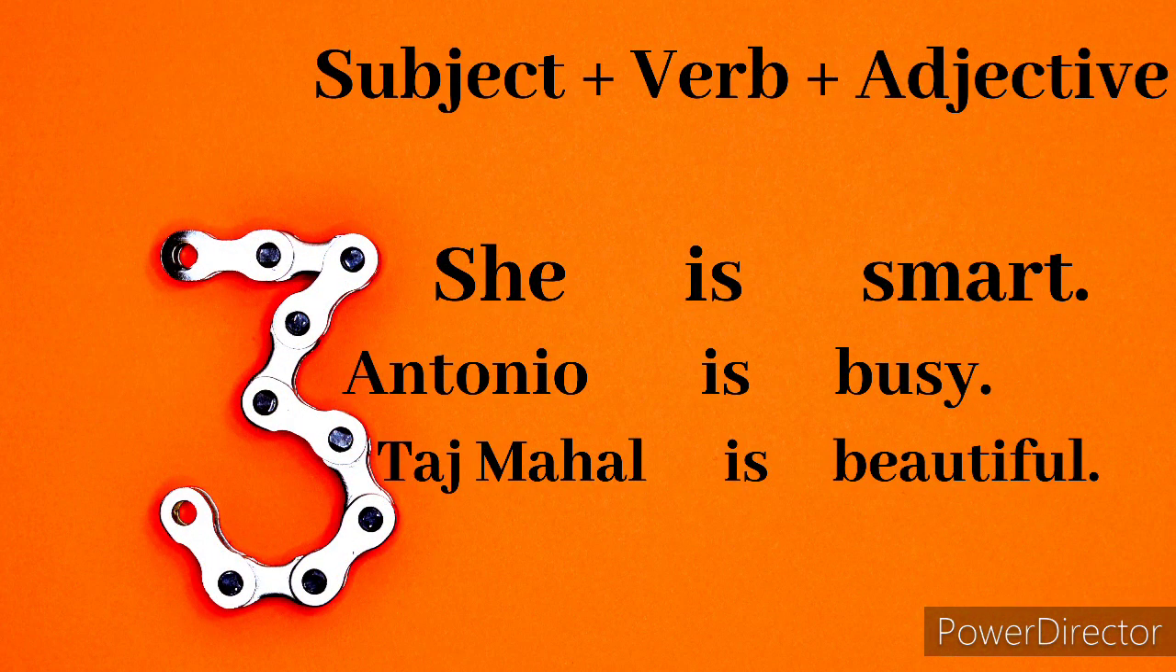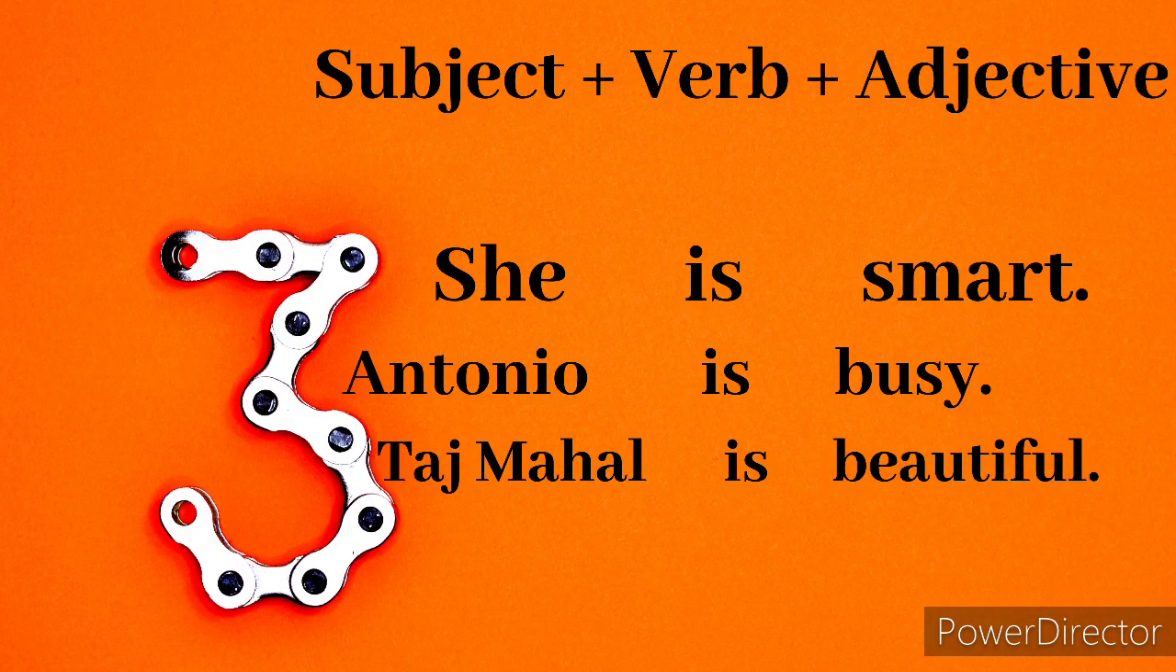Pattern number 3, subject plus verb plus adjective. Let's understand what is adjective. So in a very simple way, we can understand adjectives describe subject. For example, she is smart. So who is smart? She is smart. So adjective is describing subject.